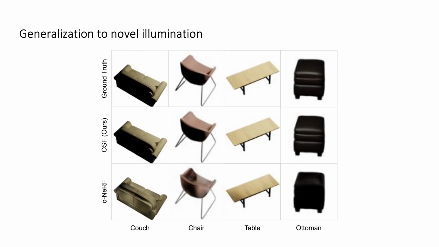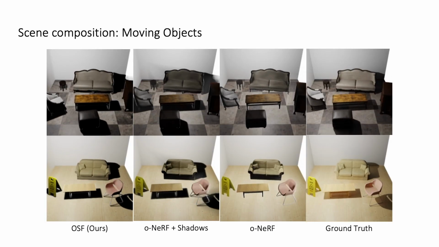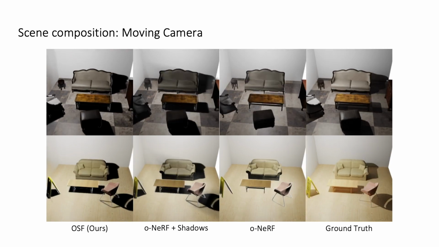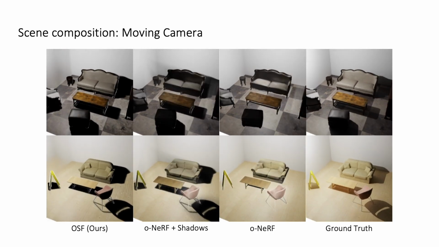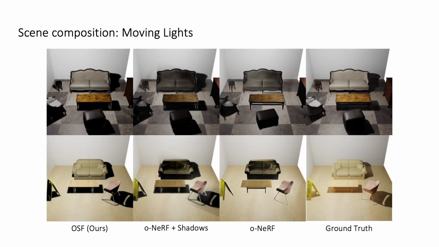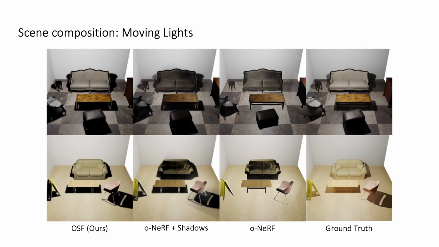In the first experiment, we train one model per object and test on novel light conditions for individual objects. We find that OSF is able to predict the appearance of objects accurately, such as shadows on the couch or shadows on the chair, as well as specular details on the ottoman. Next, we compare results on scene composition, where multiple object models are combined into scenes in random pose, lighting, and viewpoint configurations. Not only does our method produce more accurate object appearances, but our method is also able to render shadows cast by objects onto the ground, as well as indirect lighting from the walls.